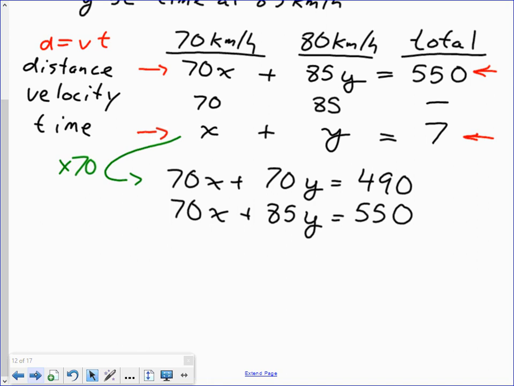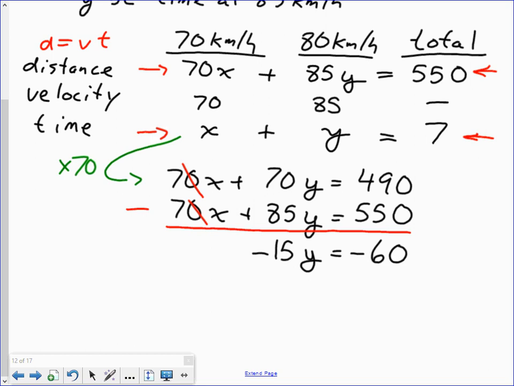Now, what do we need to do to solve this system using elimination? Well, we've got our coefficients on x matching up, so we need to subtract our two equations, because 70x minus 70x is going to cancel out and eliminate x. 70y minus 85y is negative 15y. 490 minus 550 is going to give us negative 60. And if we divide both sides by -15, y is equal to 4.